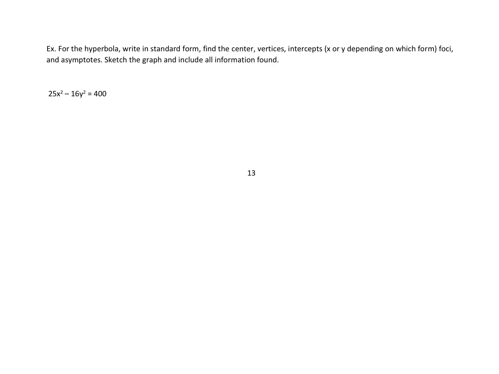Let's take a look at this example. We have a hyperbola here, but it's not in standard form, and we still would like to find the center, the vertices, the x and y intercepts, and the asymptotes. So just like an ellipse, we need this set equal to 1. So if I divide everything by 400, I'm going to get x squared over 16 minus y squared over 25 equals 1.